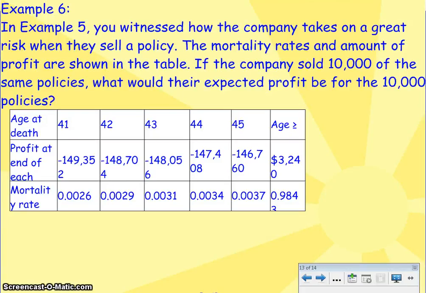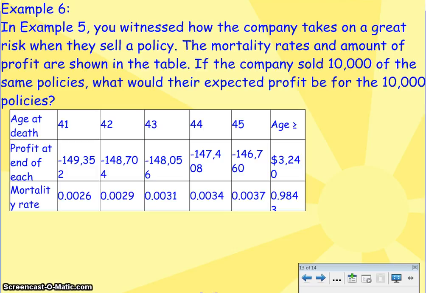Right, last question for chapter 4 in unit 9. So we're at example 6. It says, in example 5, you witnessed how the company takes on great risk when they sell a policy. The mortality rates and profits are shown in the table. If the company sold 10,000 of the same policies, what would their expected profit be for the 10,000 policies?